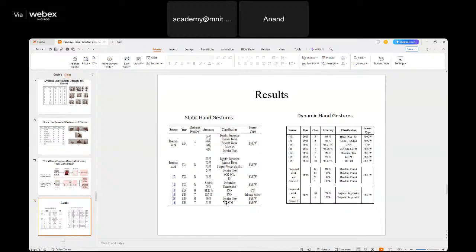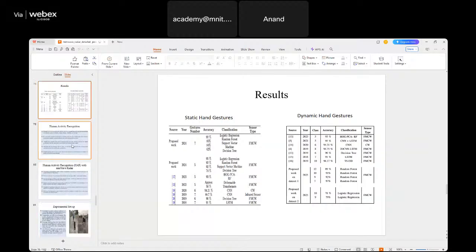This is the result of static and dynamic hand gestures. We performed 7 gestures in static, and in dynamic we took 10 to 12 gestures. We achieved an accuracy of 89 for 12 gestures, and 91 for 10 gestures using random forest. In static, the highest accuracy achieved is 95 using 5 gestures, and 92 using 7 gestures. In this way we experimented this research. So next, sir will proceed.